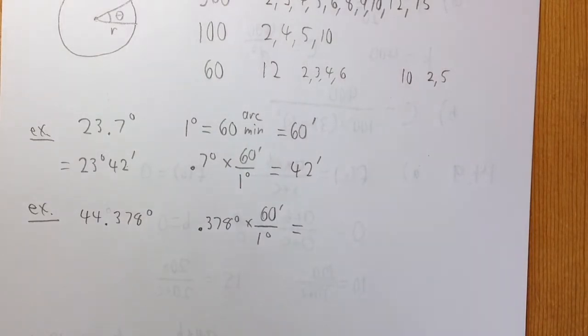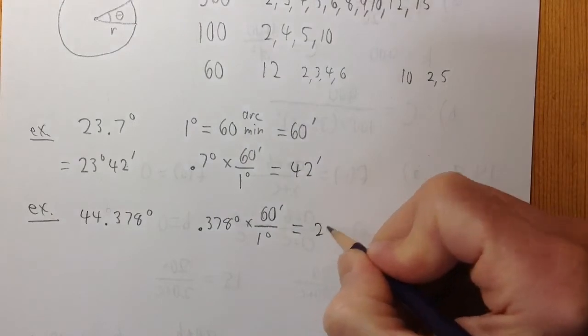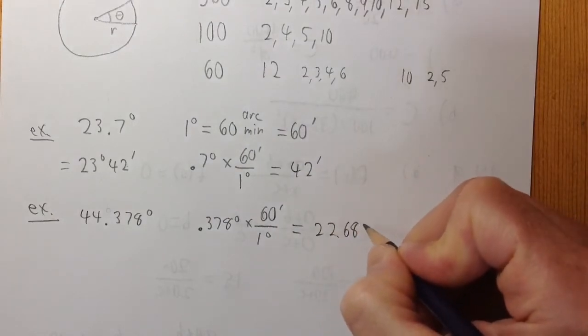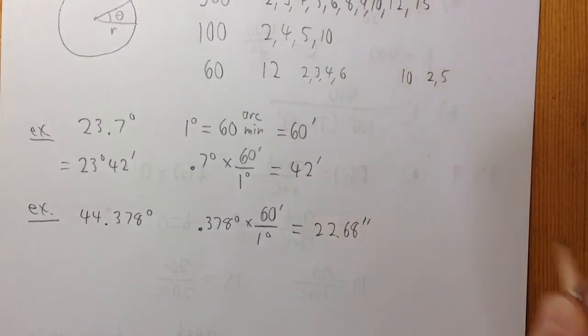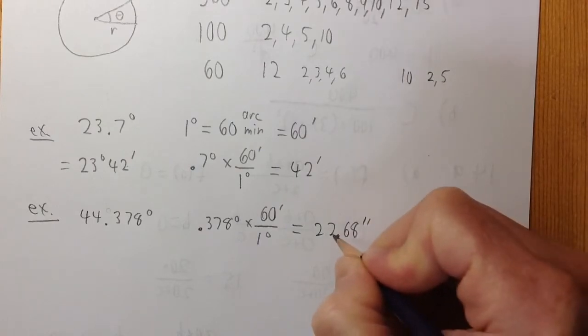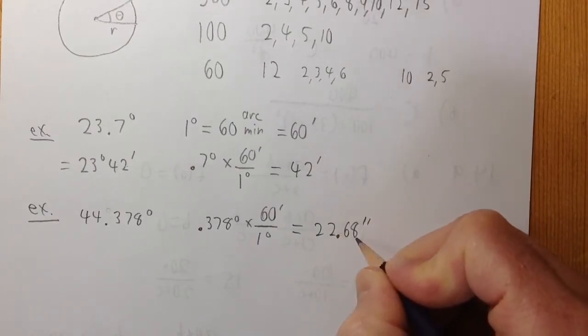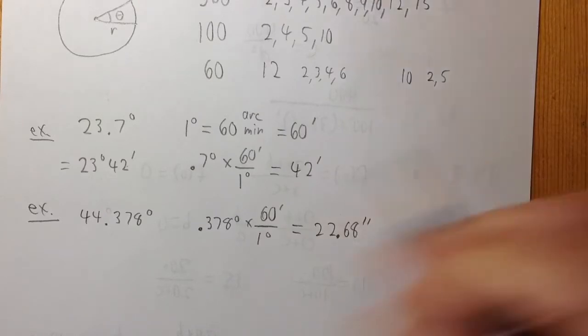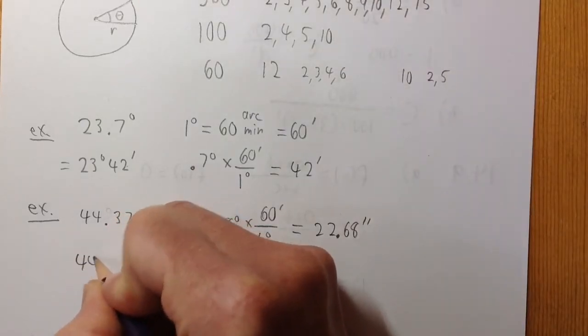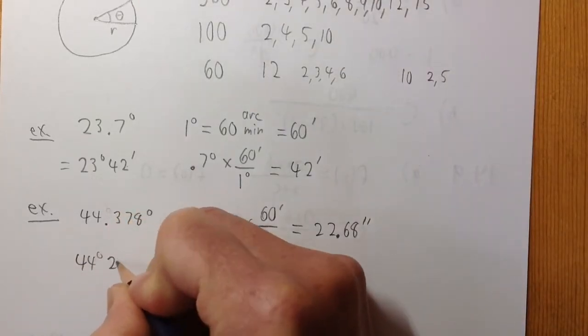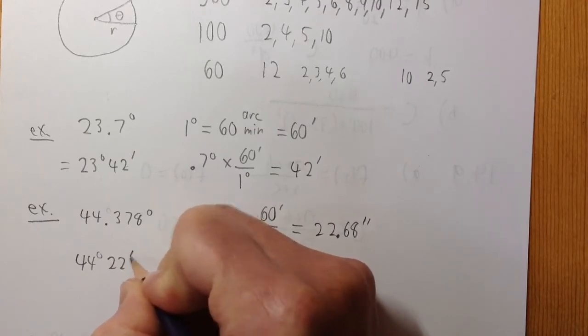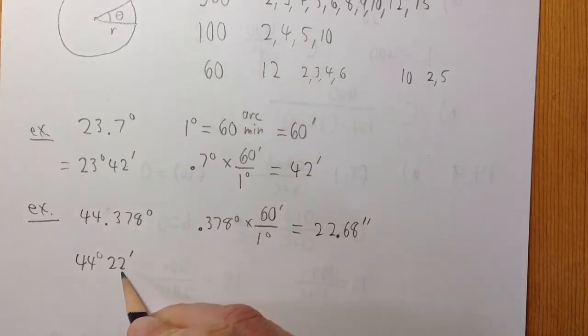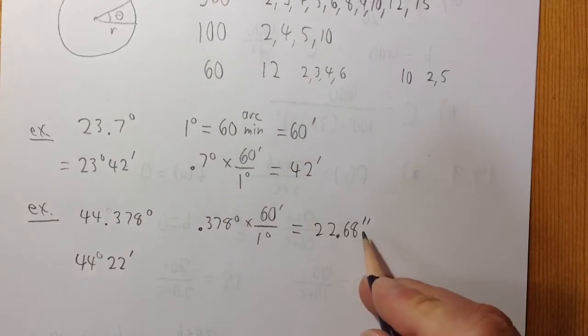0.378 times 60. I get 22.68 minutes. Okay, so that's 22 minutes with a little bit left over. So right now we have 44 degrees, 22 minutes, and you never say decimal of minutes. Instead, we do the next one, which is seconds.